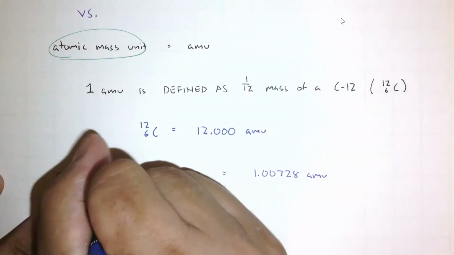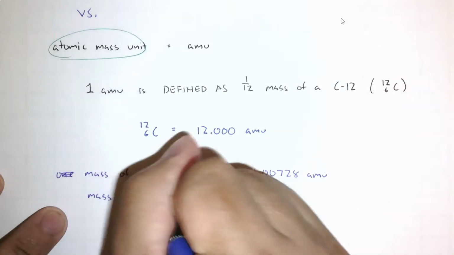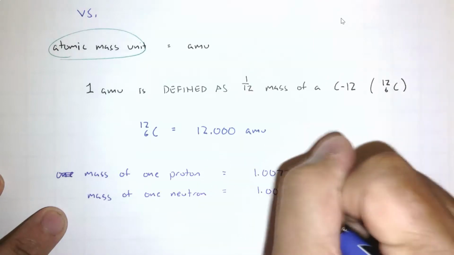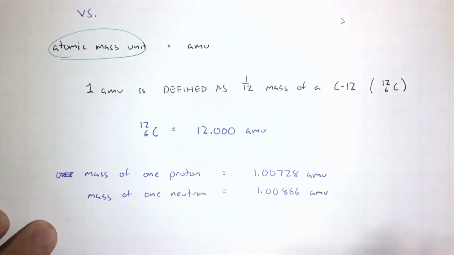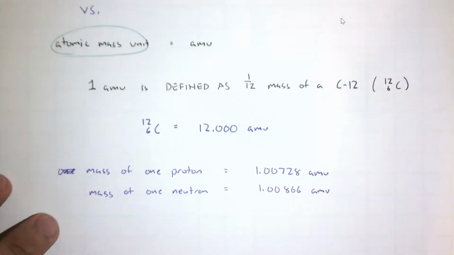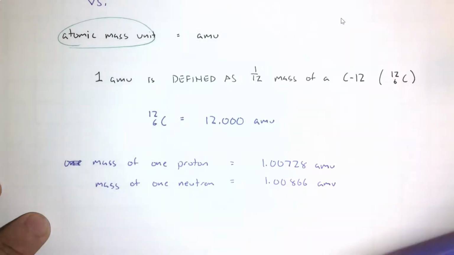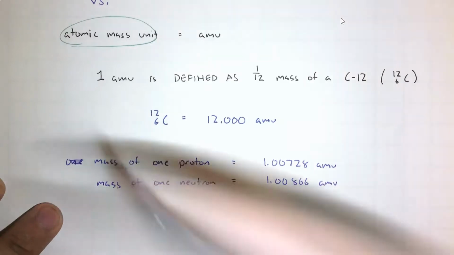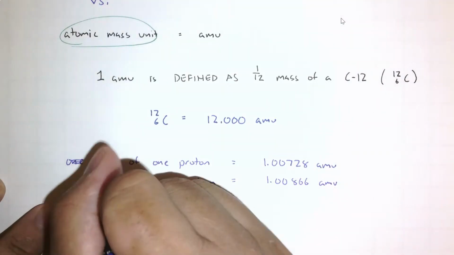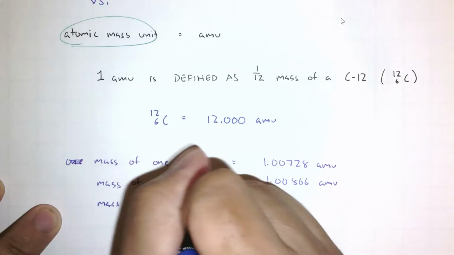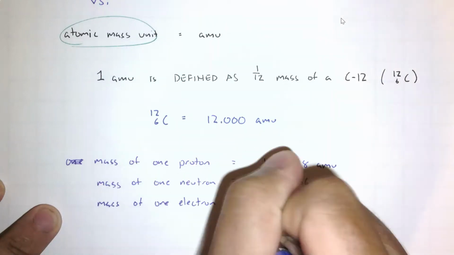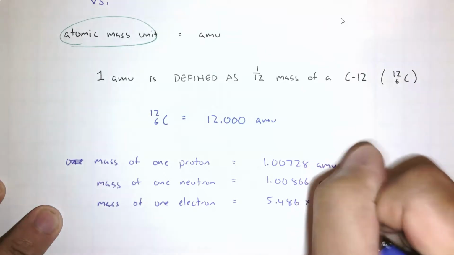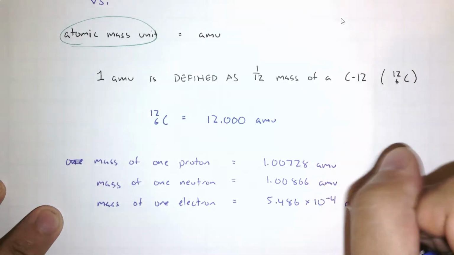Let me show you the mass of a neutron. That's also not exactly 1. It's 1.00866 AMU. And then even an electron, it does have mass. I think initially students are taught that electrons are massless. Well, yeah, they're very, very tiny, but they're not technically massless. Mass of 1 electron equals 5.486 times 10 to the negative 4 AMU.